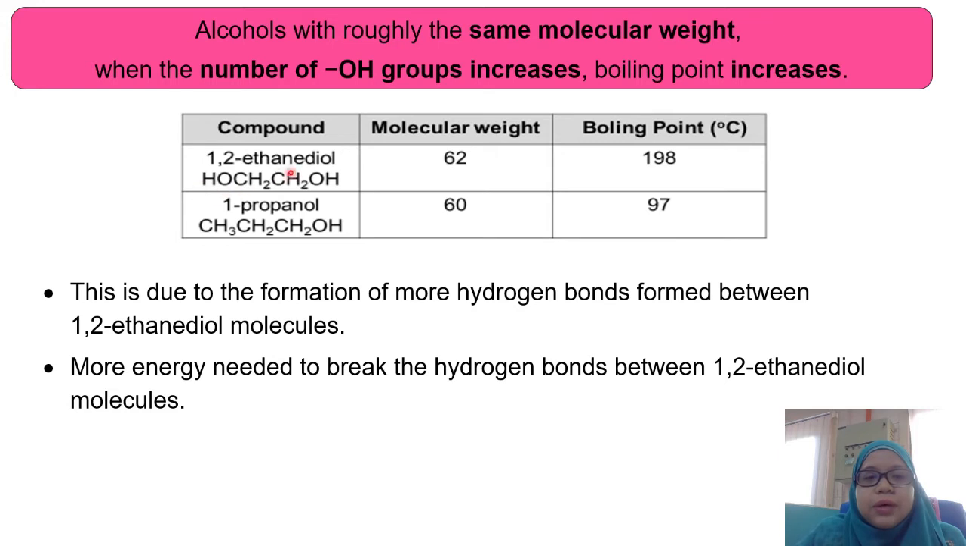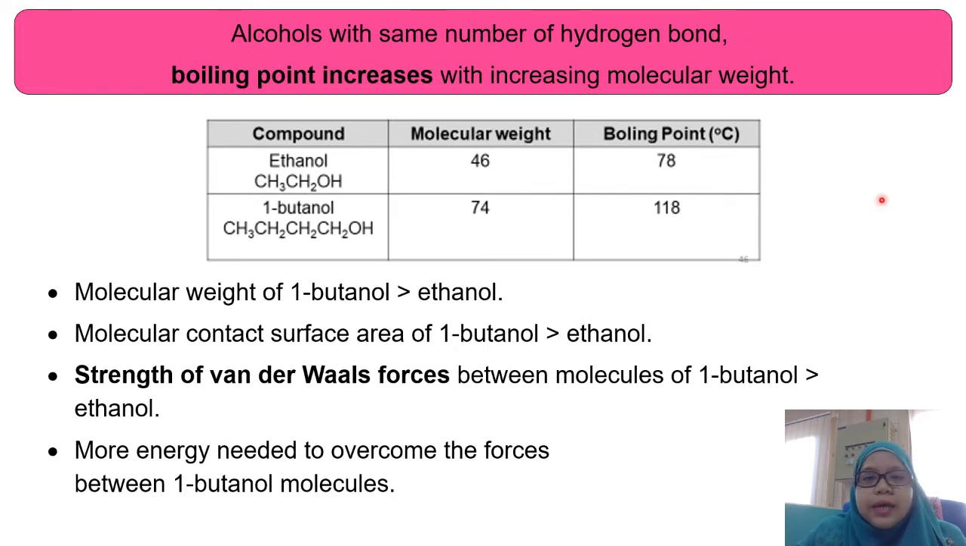So there are two hydroxyl groups here. 1-propanol only has 1. So it means that 1,2-ethanediol can form more hydrogen bonds between molecules. Since more hydrogen bonds are formed, more energy is needed to break the hydrogen bonds between 1,2-ethanediol molecules compared to 1-propanol. Okay, we look at the third case.